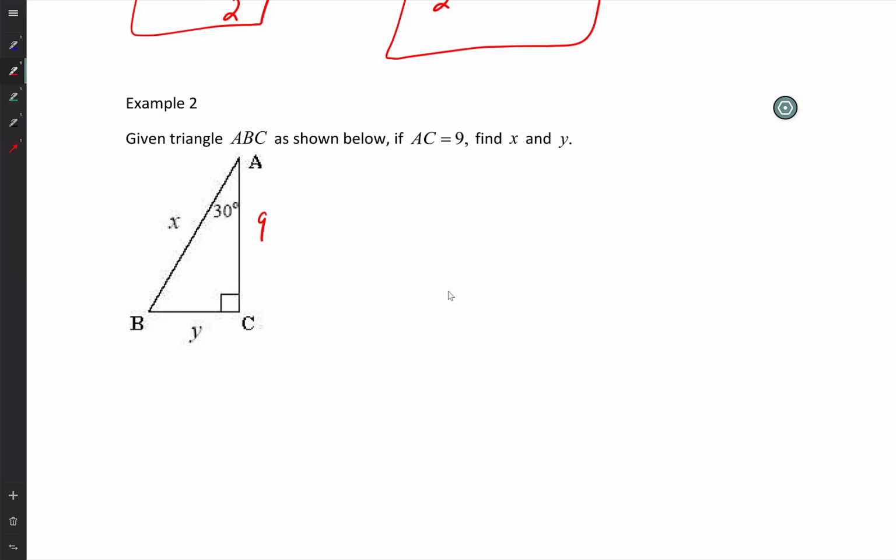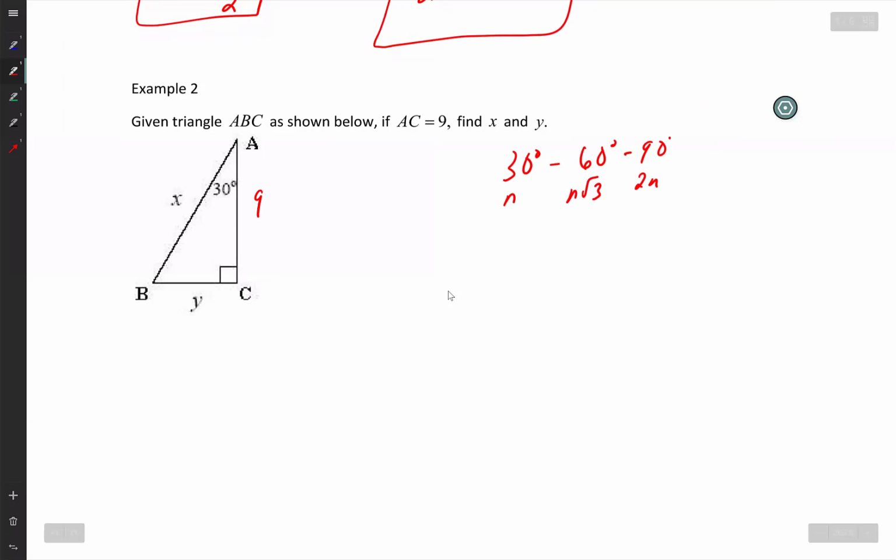All right, so we have a length here, AC is 9, and they want to figure out what X and Y are. Again, it's the same thing. It's a 30, 60, 90 triangle, and in a 30, 60, 90 triangle, you have n, n square root of 3, and 2n. We're doing exactly the same thing again. This right here is 60 degrees, so that 9 is my long leg. So I'm going to write n square root of 3 equals 9.